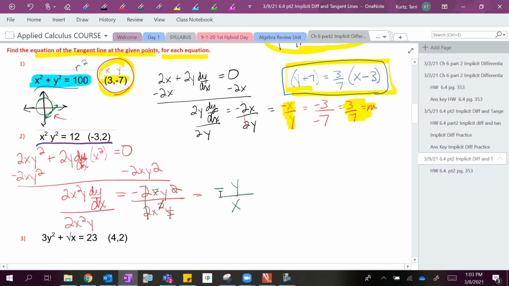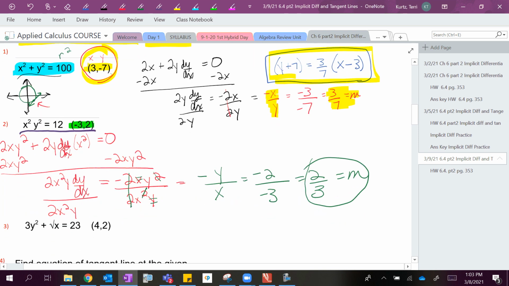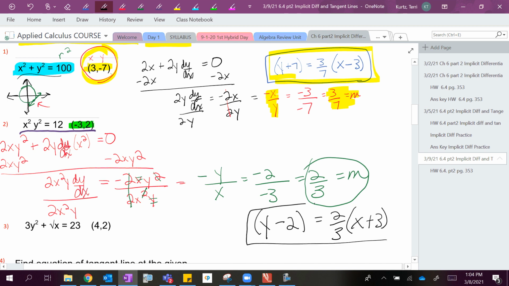So now I want to turn that into a slope. So I'm going to plug in my values of x and y. So that becomes negative 2 over negative 3. So I get 2/3. So 2/3 is my slope. I plug it into my point slope formula. And my answer is y minus 2 equals 2/3 times x minus a negative 3, which gives me x plus 3.